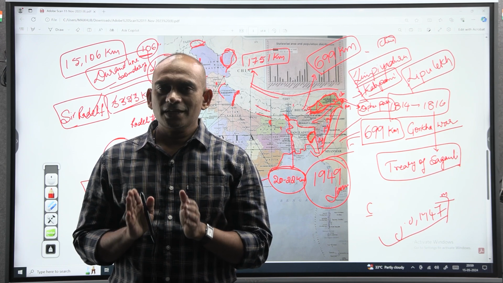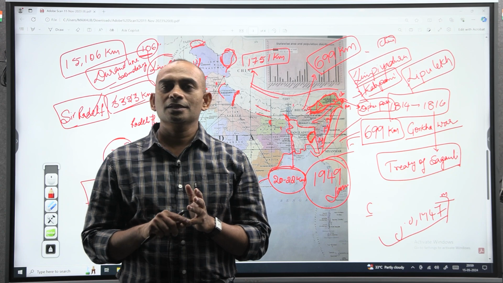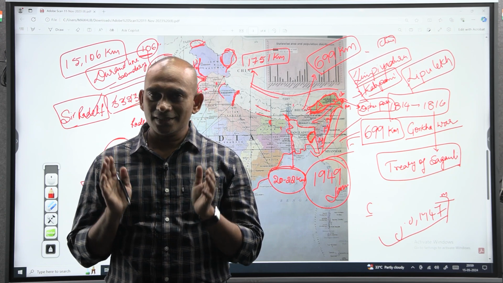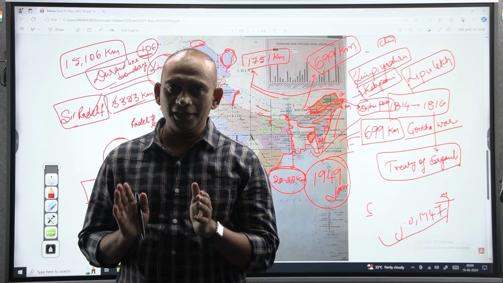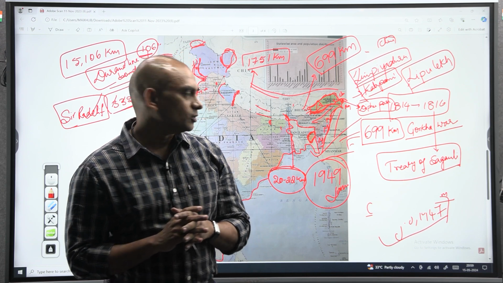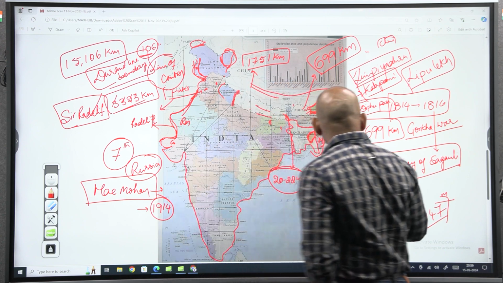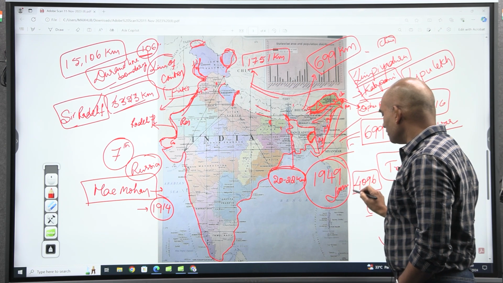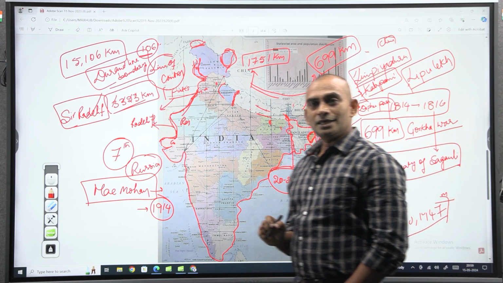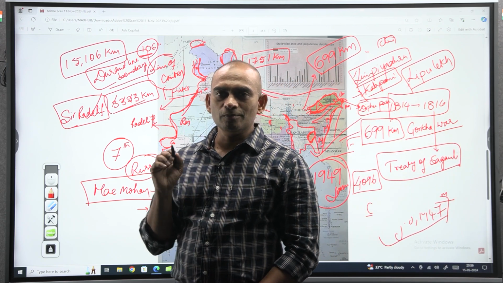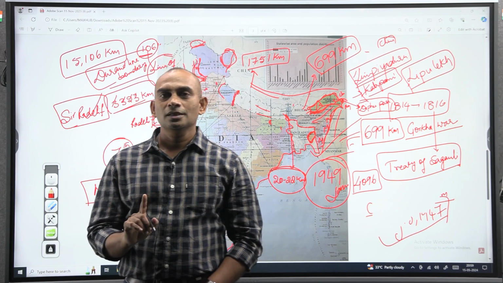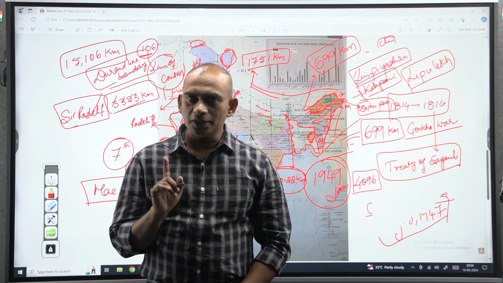Out of those 7 countries, Bangladesh has the longest boundary with India. So how much has it got? 4,096. That means India has 4,096 kilometers of boundary with Bangladesh. That boundary is known as the Radcliffe boundary.